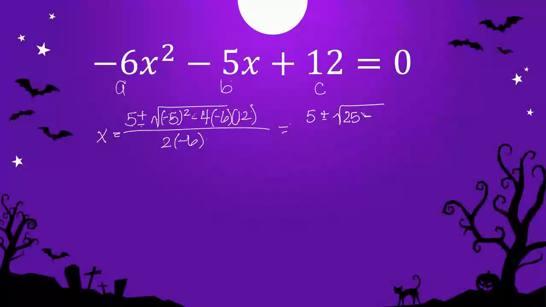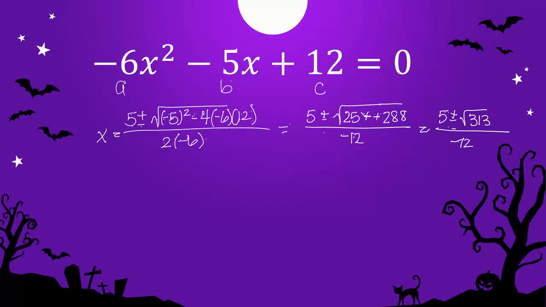Minus, now I'm going to multiply 4 times negative 6 times 12, and I'm going to get negative 288, all over negative 12. 2 times negative 6 is negative 12. Now let's simplify this, and I've got 5 plus or minus the square root of 25 plus 288, because when we subtract a negative, we get 313. Let's see if 313 can be divided by anything.